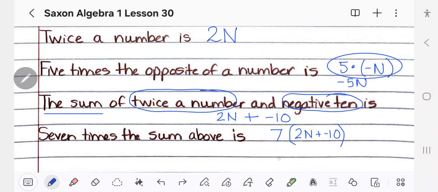Now we could simplify that and say 7 times the sum, and we could write this as 2n minus 10. Okay, we could have done that up here too, 2n minus 10.